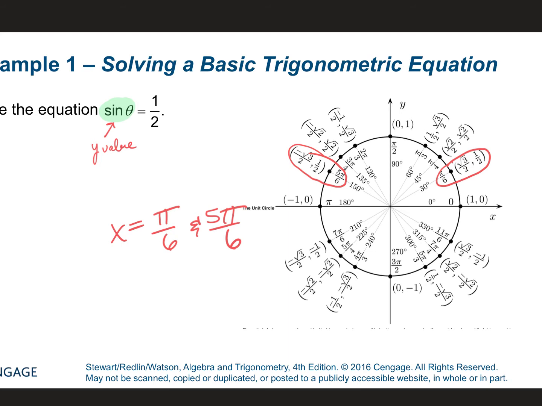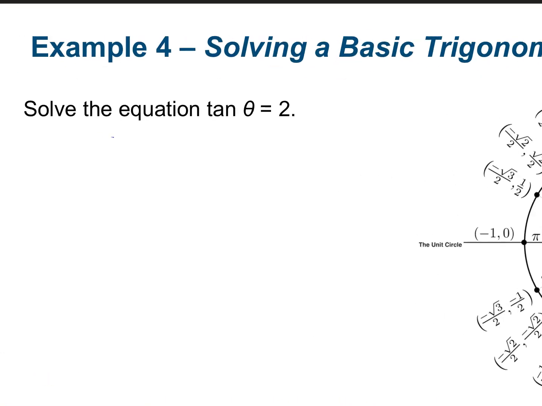Wait, why'd you pick that one? Because I went to my ordered pair and I looked for where y values were positive 1/2. And it happens to be there and there. If it was negative 1/2, then we would look for negative, right? If this question said, what's the cosine's 1/2? You would look where? X value is positive. Oh, okay. Yes. All right, let's look at the next one.